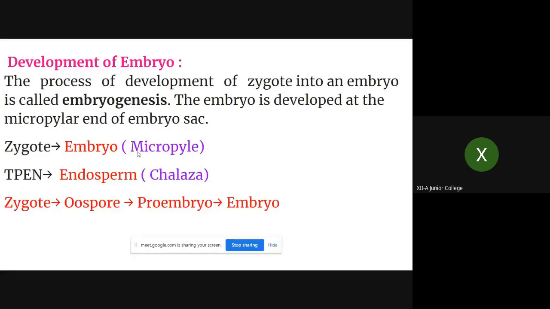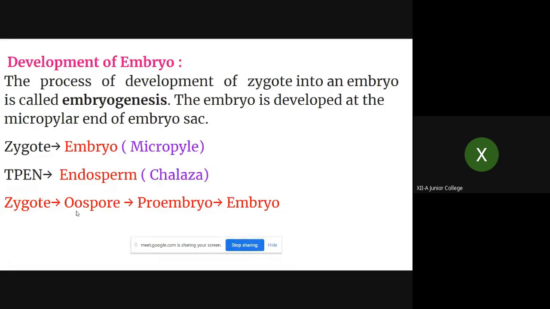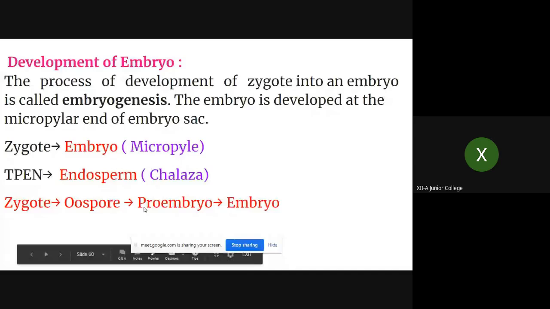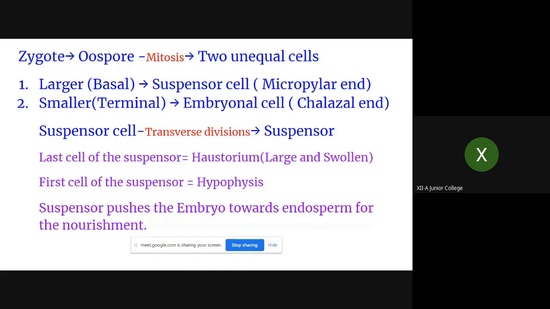Now what happens with the zygote? The zygote first of all forms a wall around itself, called the oospore. Then in its further development, it shows the formation of the proembryo and then the embryo. The previous stage of the embryo is called the proembryo. Now, how it takes place, we will see. First I will explain this with the help of these points, and then we'll come to the diagram.